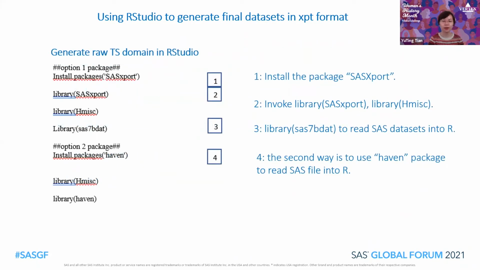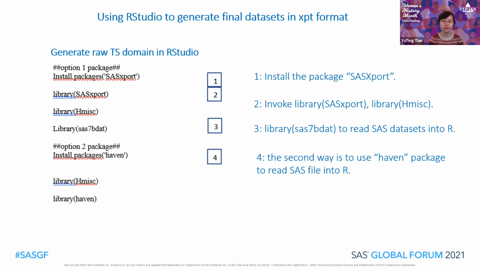So this slide shows you how to generate the raw TS dataset in RStudio. After we install R and RStudio, you can use either option 1, the sas7bdat package, or option 2, the haven package, to read SAS datasets in RStudio. For example, number 1 is to install the package, sas7bdat. The sas7bdat package provides functions to read, list contents, and write SAS export files. Number 2 tells you how to invoke the library function to load it into the R session.